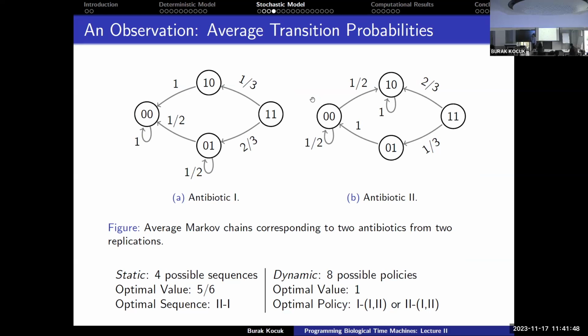Which is very good news. Why? Well, I can just take the average of matrices or Markov chains and solve the problem once as if it was deterministic. And I know how to solve deterministic problems, so I can solve this.